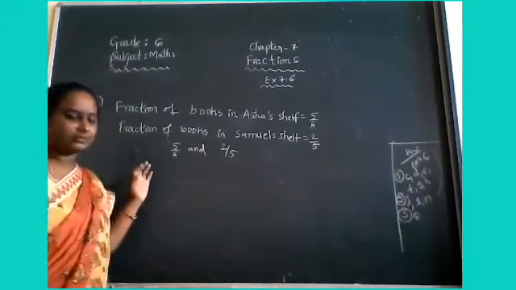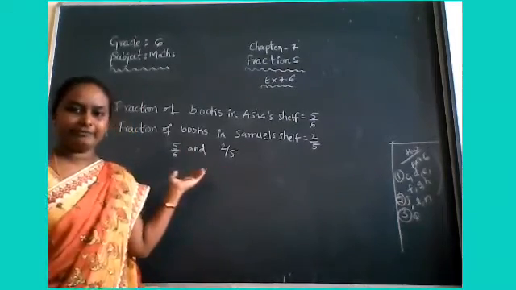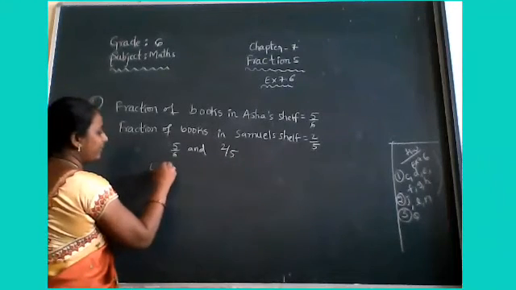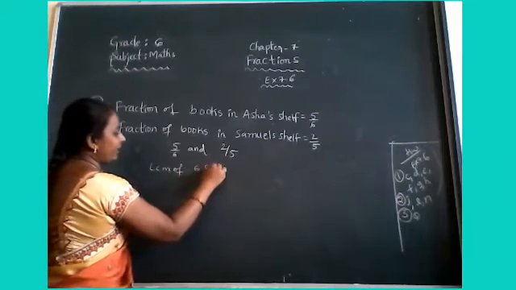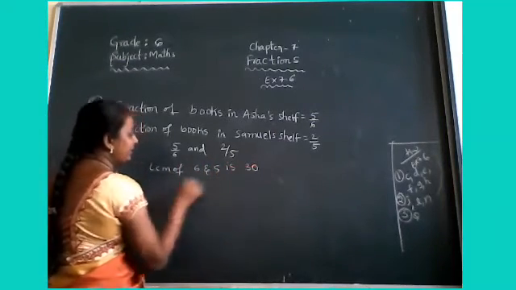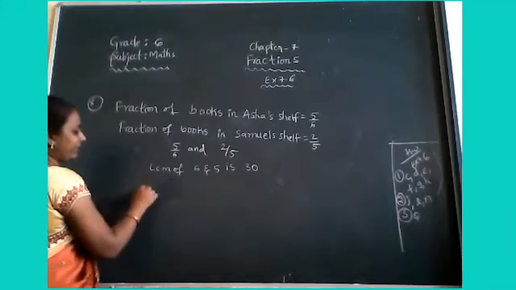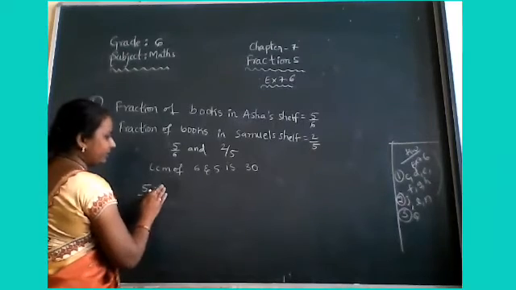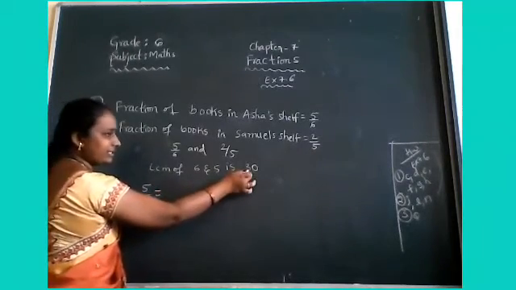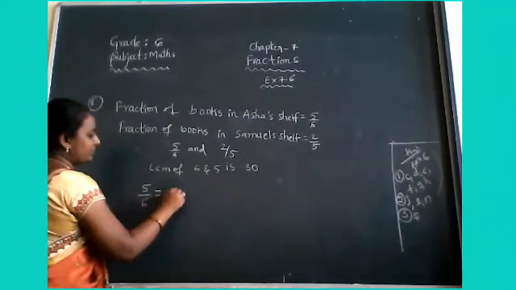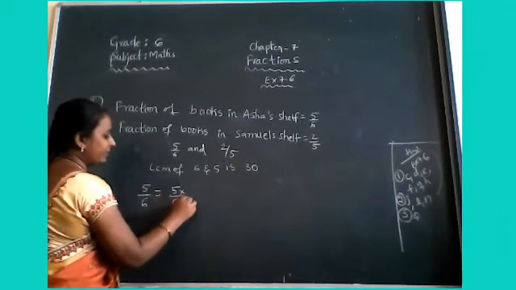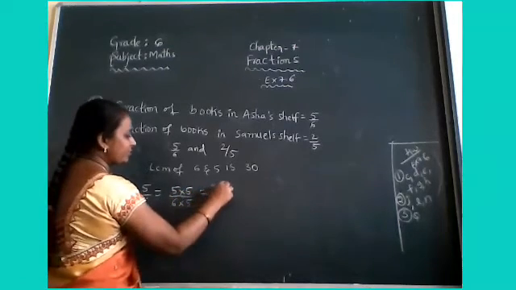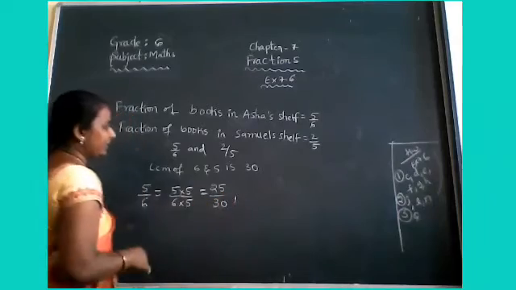It is by finding the equivalent fractions. See here, 6 and 5. The LCM of 6 and 5 is 30. So we have to find the equivalent fraction with denominator 30. How do you get denominator 30 in 5 by 6? If you multiply the numerator and the denominator by 5, then you get 5 into 5 is 25 by 30.